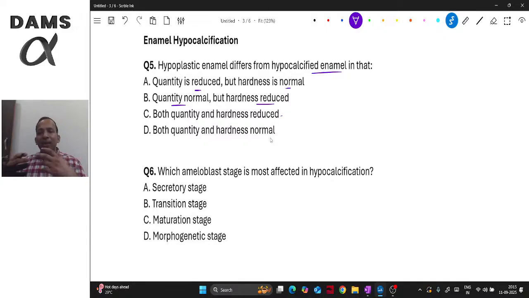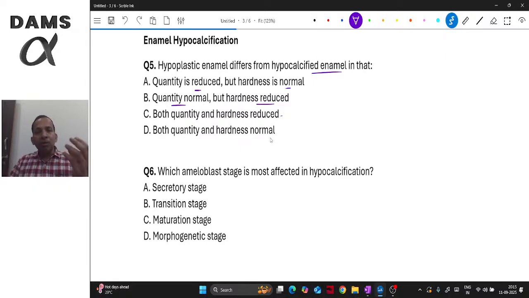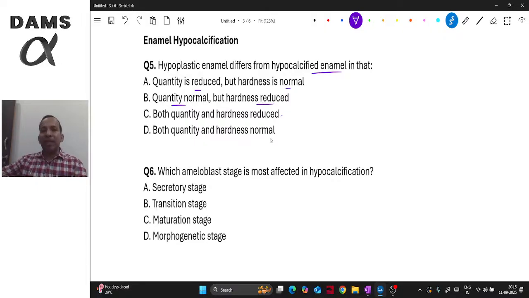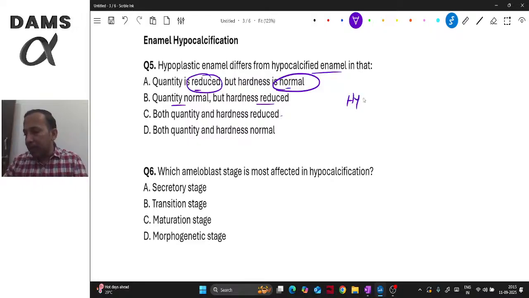So the first thing is that we need to understand the question, that it is asking about hypoplasia. So we have to talk about hypoplasia. What happens in hypoplasia as compared to hypocalcification, right? Hypoplasia differs from hypocalcification in that in hypoplasia the quantity is reduced but hardness is normal, because the secretory stage is defective but the maturation stage is normal.